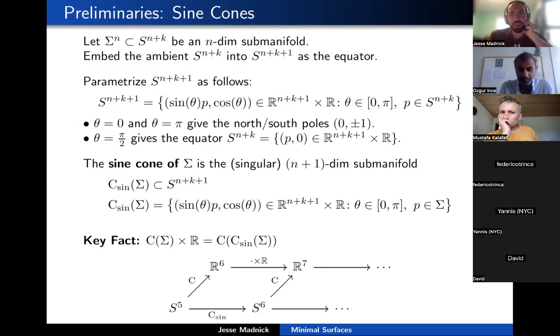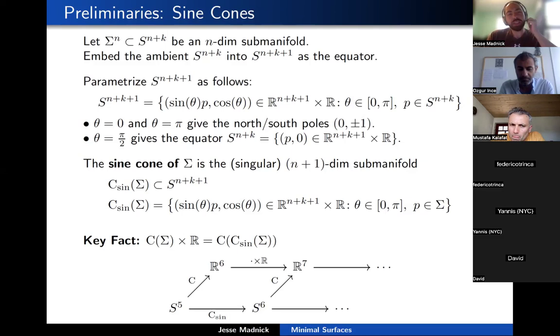It turns out that the cone over the sine cone is in fact equal to the cone times R. You can convince yourself of this by writing things out in the appropriate coordinates. It's kind of a funny fact that the cone cross R is itself a cone, and it's precisely the cone over the sine cone. So this diagram commutes.